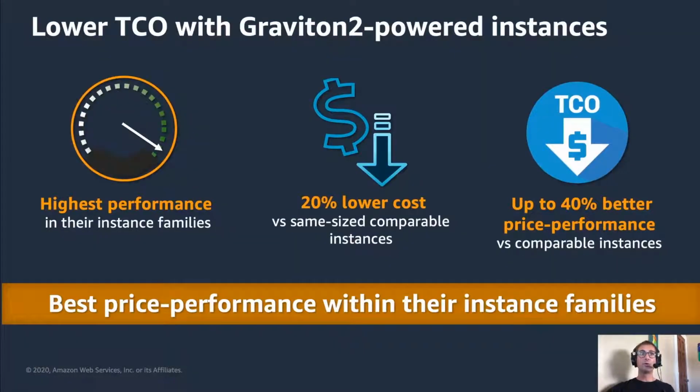Overall, all the Graviton2-based instances are priced with a 20% lower cost compared to the same size in the x86 family. They offer up to 40% better price performance compared to x86 instances, and today they offer the best price performance within their family on AWS.